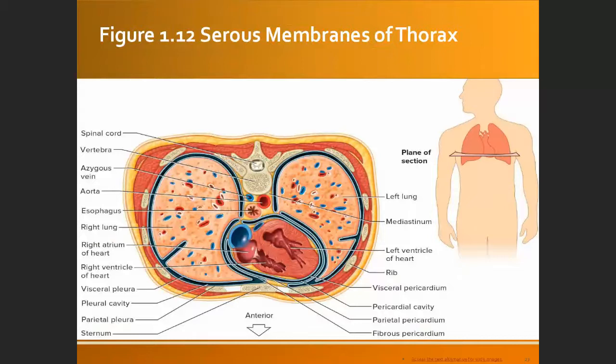If you see this picture, there are two layers of this serous membrane. This parietal layer over here is the one that attaches to the bone, which in this case is the rib, the rib cage, or on the back, to the backbone over here. While the visceral layer over here is the one that attaches directly to the soft organ, in this case the lung. Therefore, it's called the visceral pleura because it's attached to the lung.